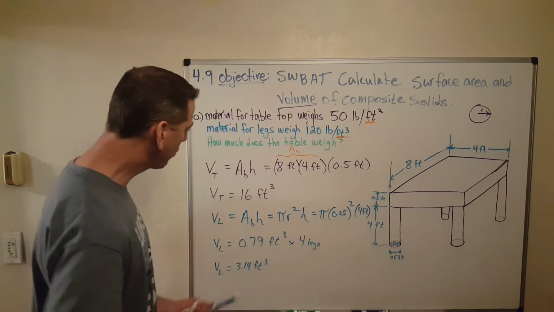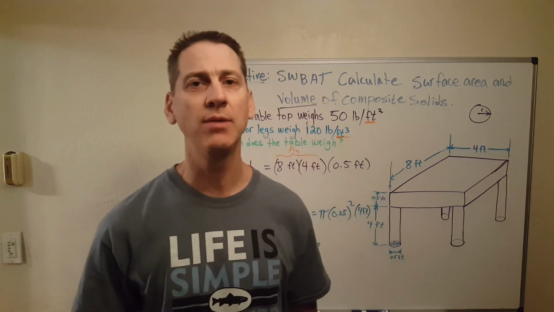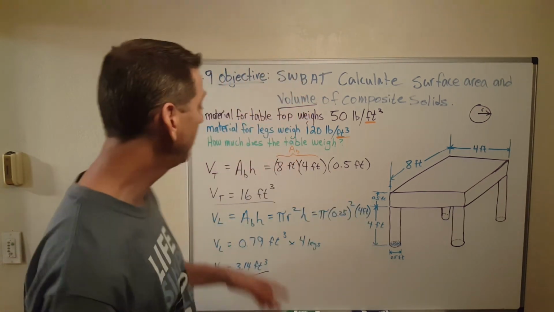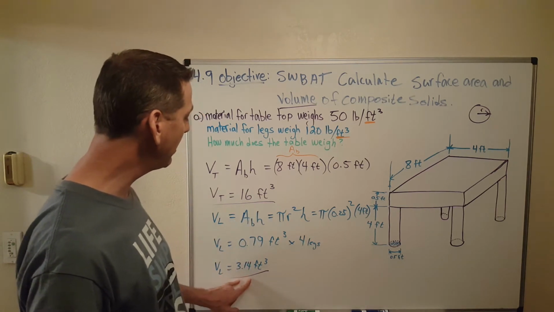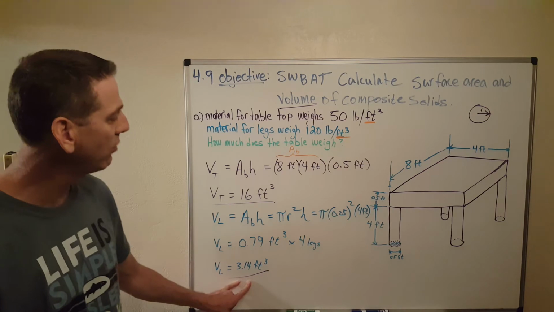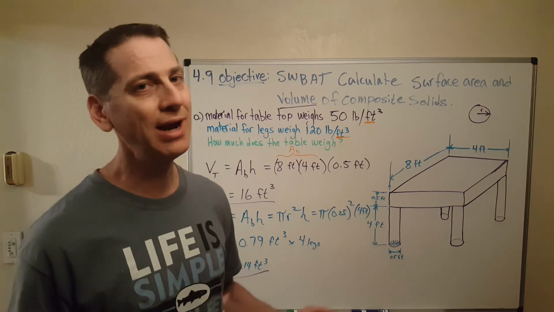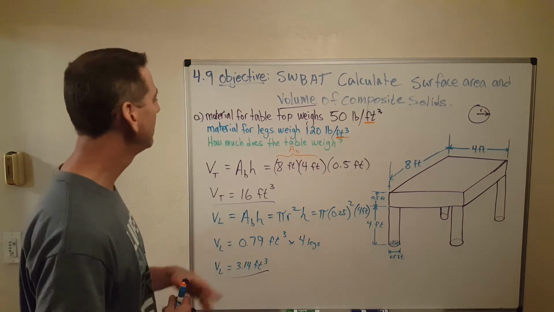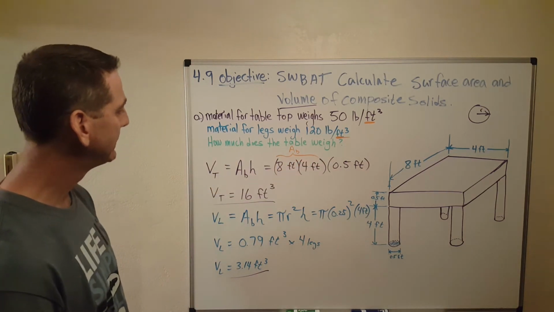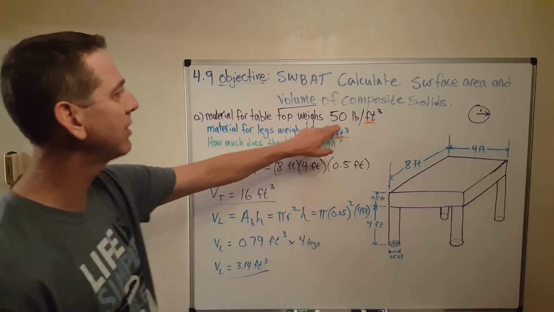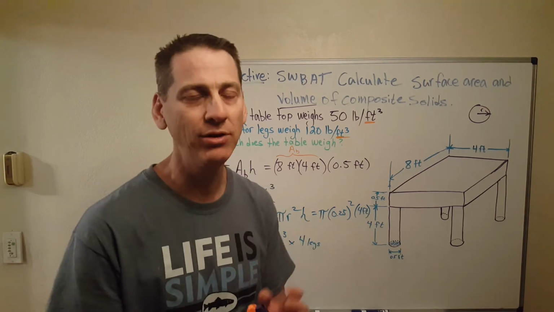Now, if the question was just asking what's the total volume of this table, at this point all I need to do is add the volume of my tabletop with the volume of my legs, and I would get 19.14. So my total volume would be 19.14. But that's not what they're asking in this question. They're asking, how much does the table weigh? You'll notice that the tabletop weighs different than the legs, so we can't just do it all together. We have to do these separately.